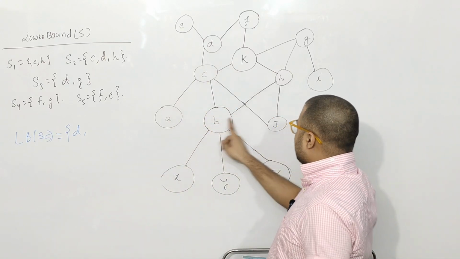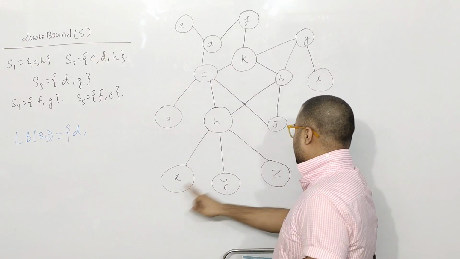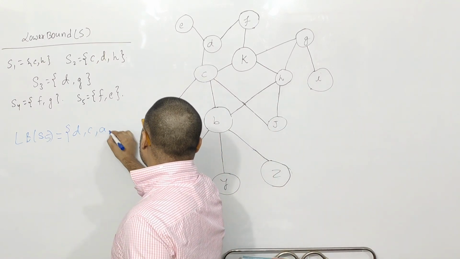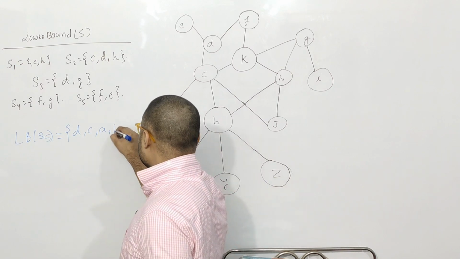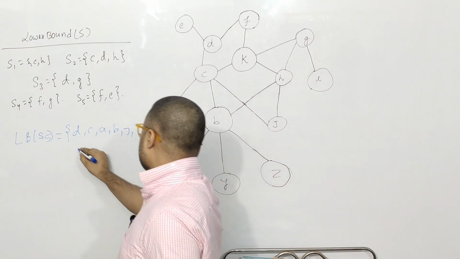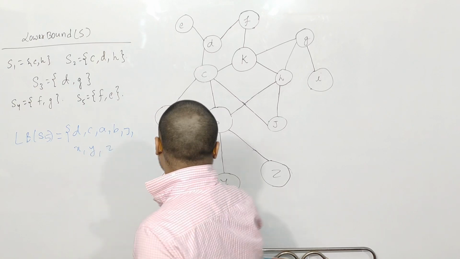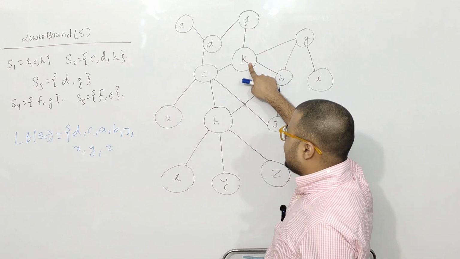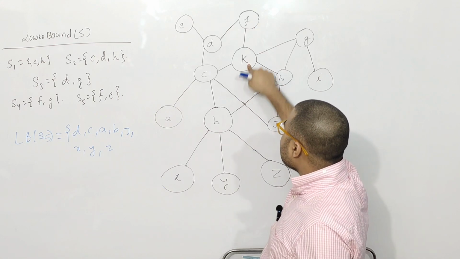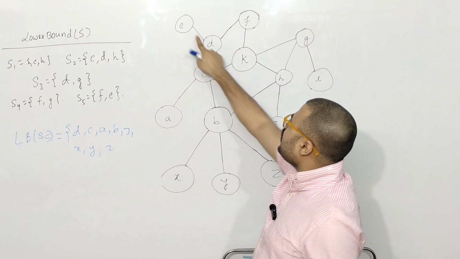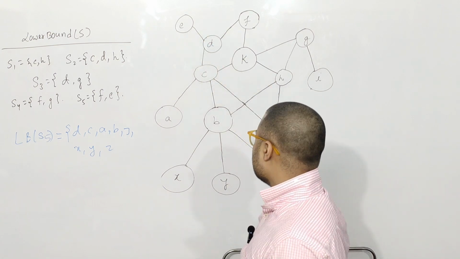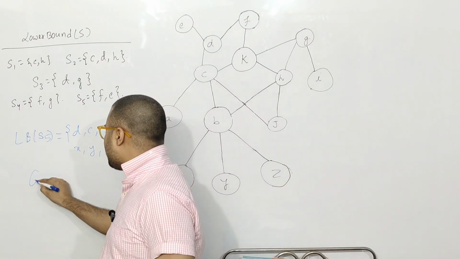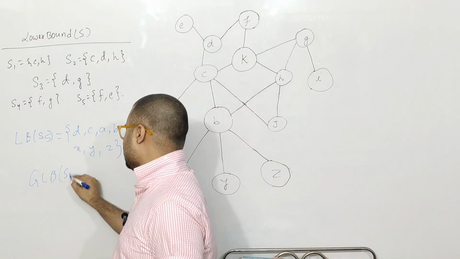So C is going to be there, D, A, B, J, X, Y, Z. Now one step down from F is K, right? K is related to F, but K is not related to E, so K is not your point of meet. So there is a unique point of meet, which is D. So greatest lower bound of S5 is D.